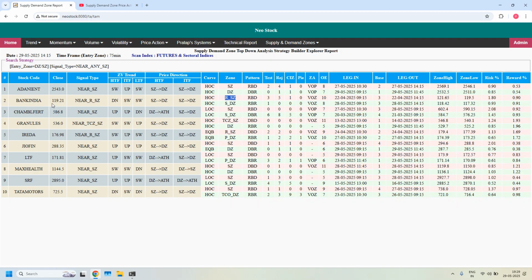So Bank of India is having a 75 minutes high liquidity supply zone, and this is also having a 75 minutes high liquidity demand zone. If a zone is having both high liquidity zones, on either side you may get trade opportunities. That possibility is there. So keep an eye on this high liquidity demand zone too. But primarily in this report we are focusing on high liquidity 75 minute supply zones.